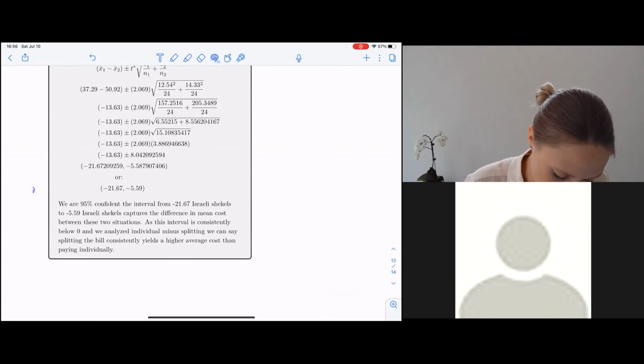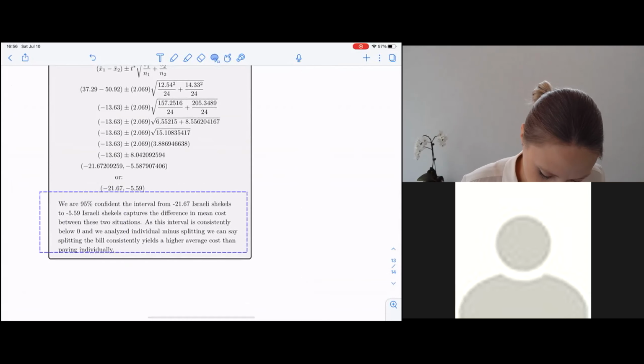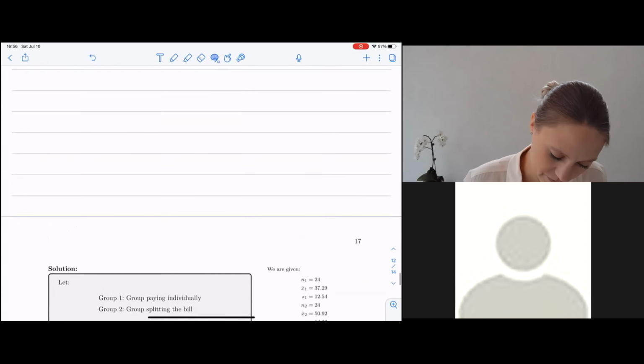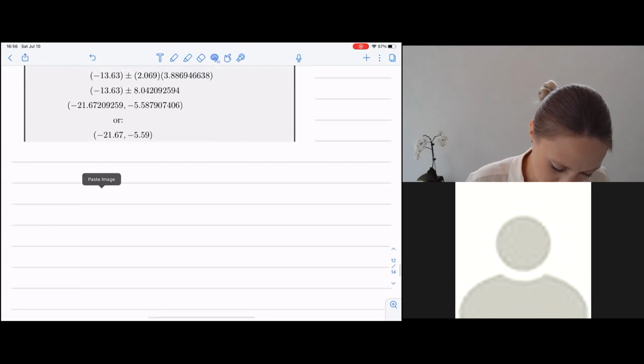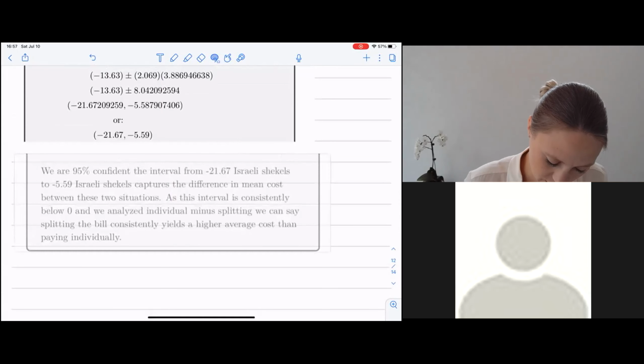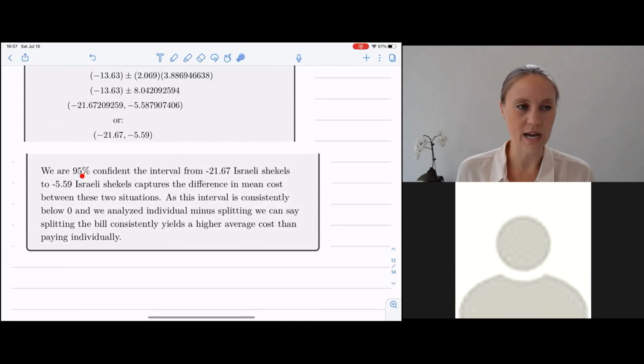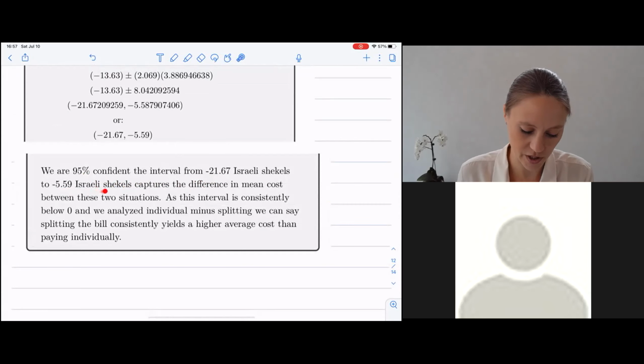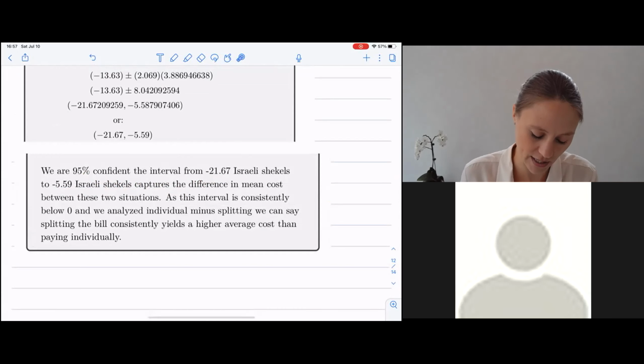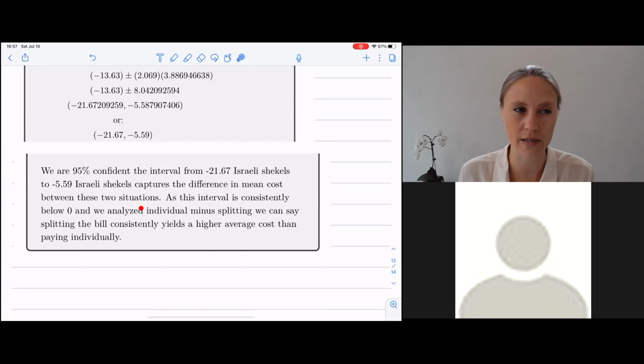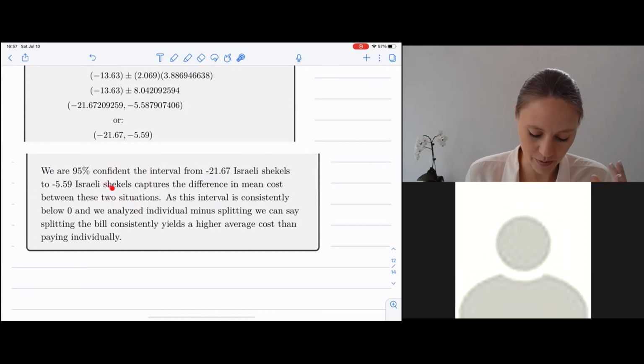So now it's time to interpret this interval. We're 95% confident that the interval from negative 21.67 Israeli shekels to negative 5.59 Israeli shekels captures the difference in mean cost between these two situations. So it's the difference in the mean costs. And so that's our interpretation.